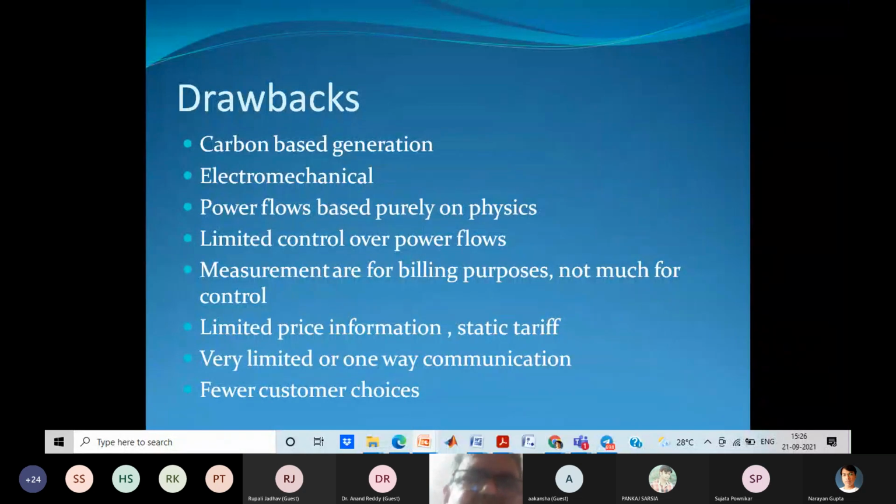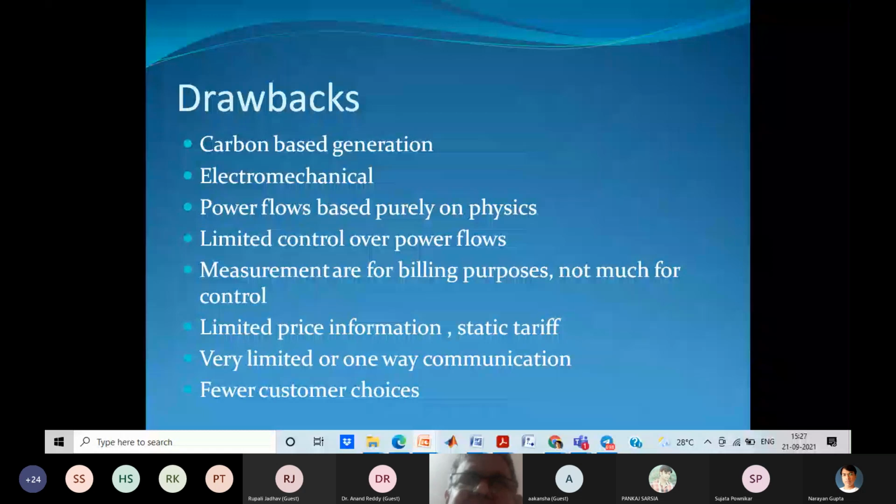Drawbacks. Carbon-based generation is not good. I explained in the morning what happens when coal is burnt. Electromechanical. Power flows based purely on physics. Physics plus mathematics is electrical. What is physics? That is electrical. Read your Jordan book on lines. The same Maxwell equations are there. Again, the question is asked in UPSC: the differential form of Maxwell equations, the integral form of Maxwell equations. Divergence D is equal to rho. There is curl inside it, so all these things you should know.